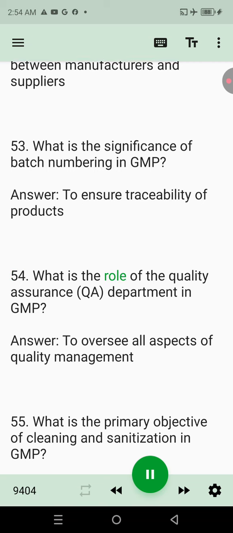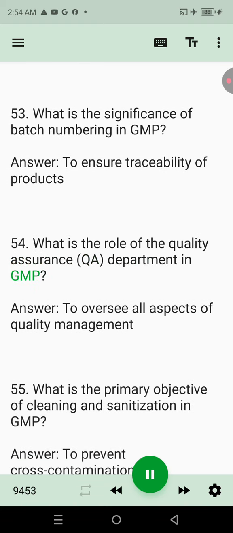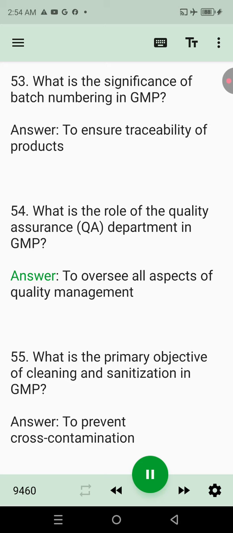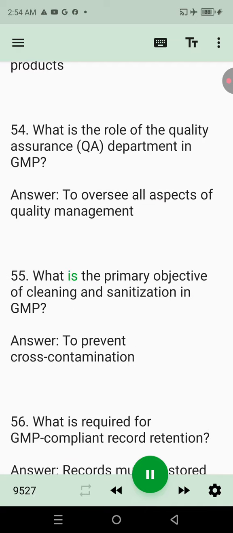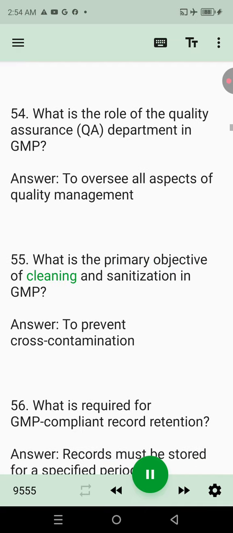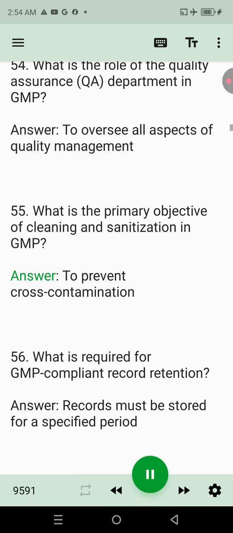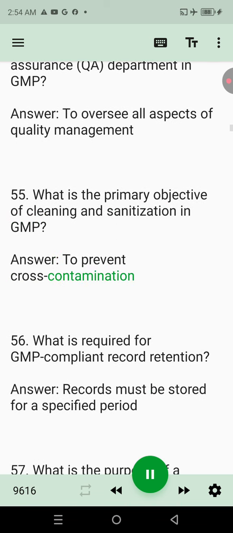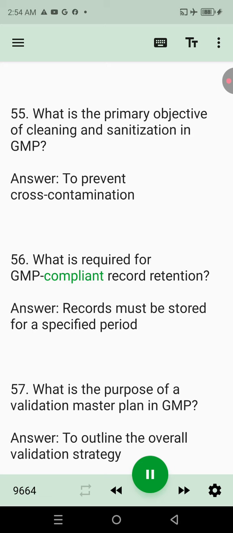54. What is the role of the Quality Assurance (QA) department in GMP? Answer: To oversee all aspects of quality management. 55. What is the primary objective of cleaning and sanitization in GMP? Answer: To prevent cross-contamination.